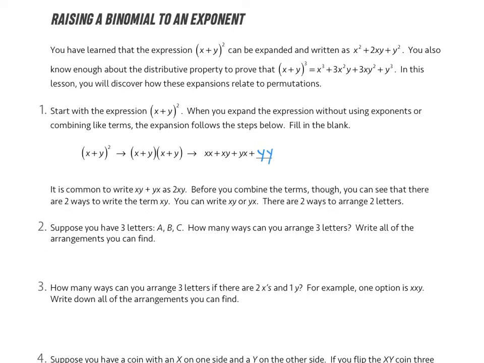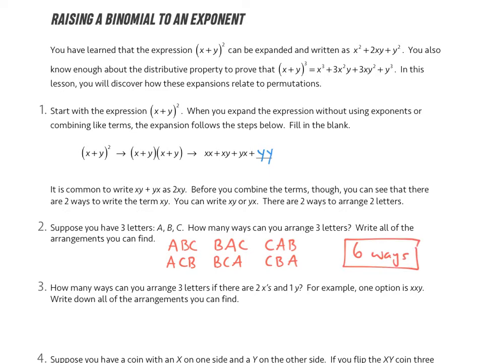Number 2, suppose you have three letters, A, B, C. How many ways can you arrange three letters? Write all of the arrangements you can find. I can first write them in the order I see them, A, B, C. I could switch the order of B and C to write A, C, B, and then I can pick a different first letter. I can start with B and then write B, A, C, or I can switch A and C to write B, C, A. Finally, I can start with the letter C and write C, A, B, or I can switch B and A and write C, B, A. There are 6 ways you can arrange 3 letters.